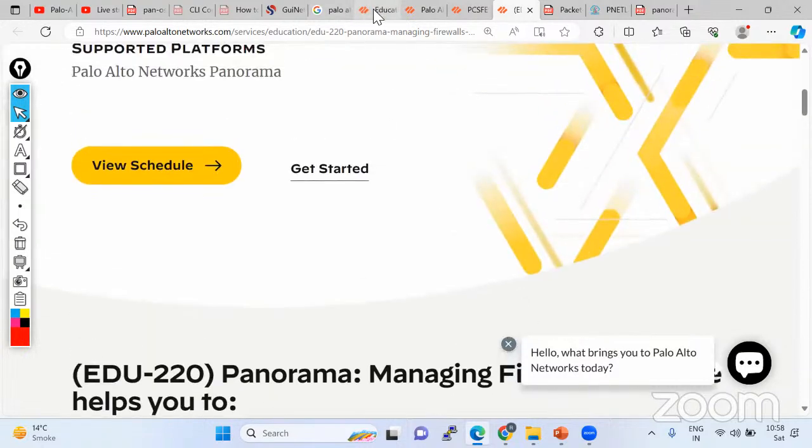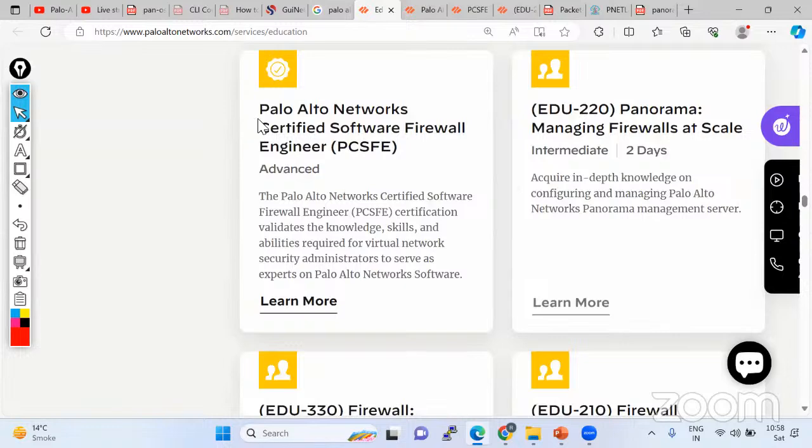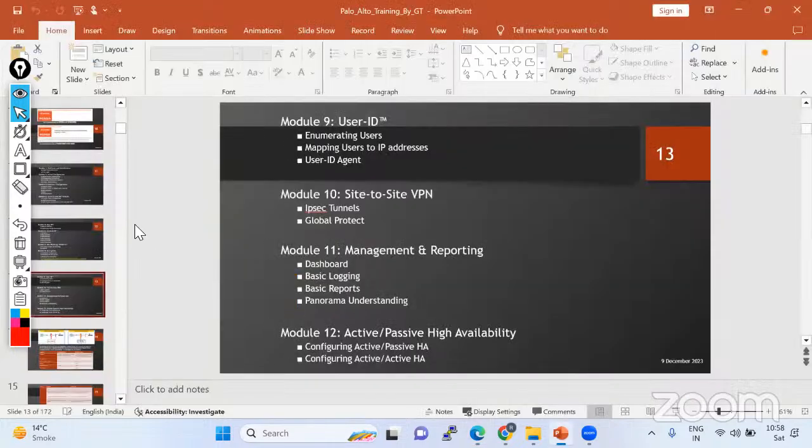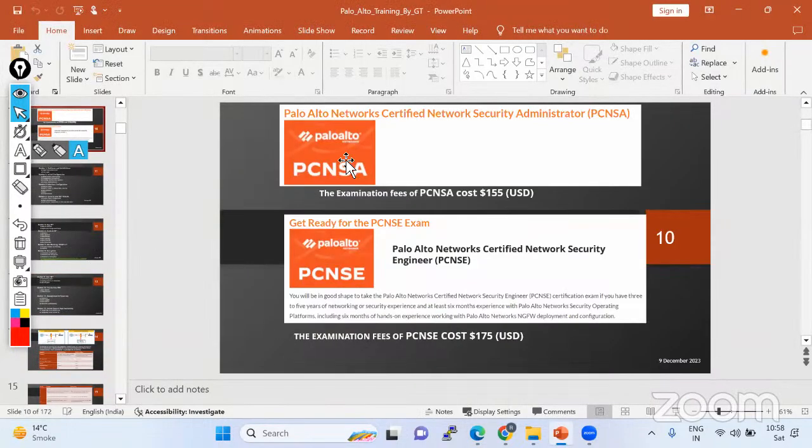So our agenda is to just cover these two modules. Once you complete this course, you are going to get good hands-on, troubleshooting-level knowledge about the advanced engineer certification, that is the PCNSE, and the PCNSE is also part of this certification. If you want to go for certification, you can go for either the PCNSA or the PCNSE, but I would recommend not going for the PCNSA because we covered these two courses throughout the session.